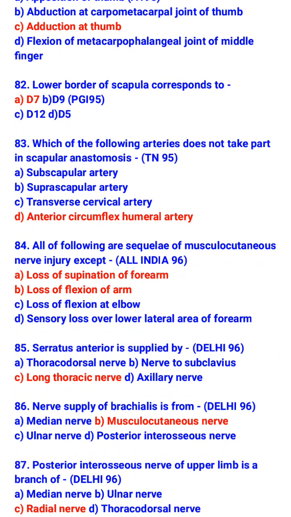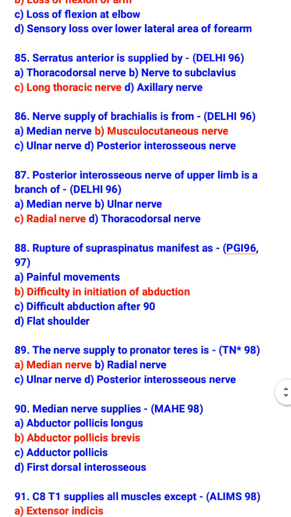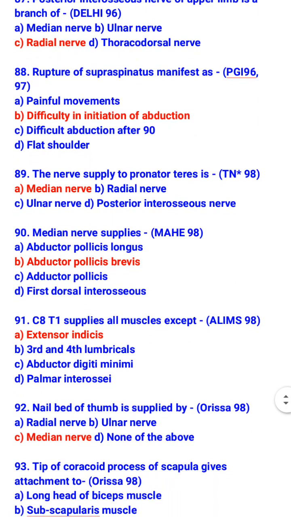So, which are the sequelae? Loss of flexion at elbow and sensory loss over lateral area of forearm. Serratus anterior is supplied by long thoracic nerve. Supply of brachialis is from musculocutaneous nerve. Posterior interosseous nerve of upper limb is a branch of radial nerve. Rupture of supraspinatus manifests as difficulty in initiation of abduction. The nerve supply to pronator teres is median nerve.